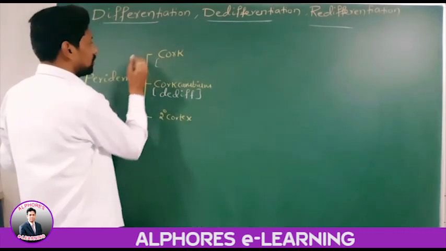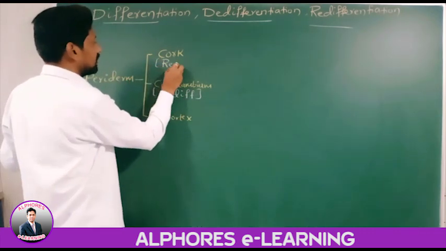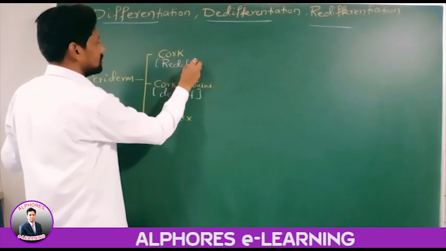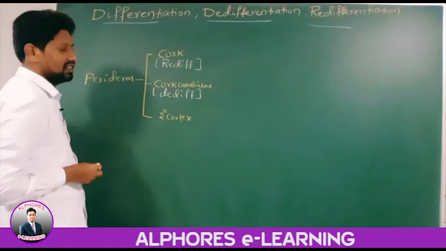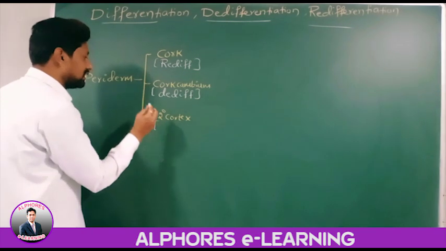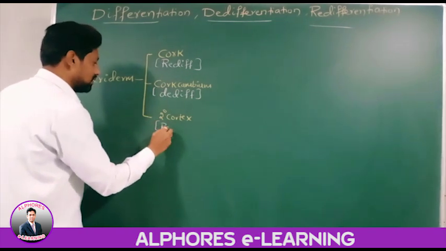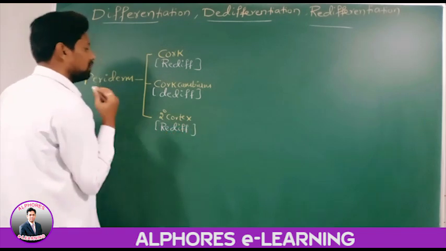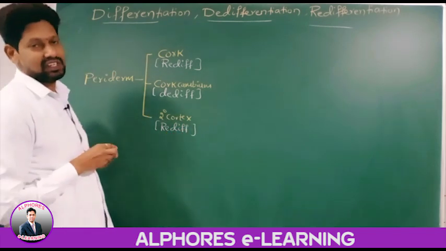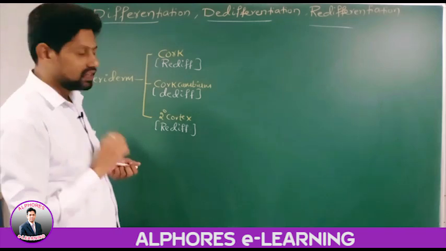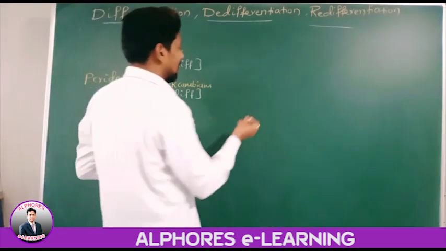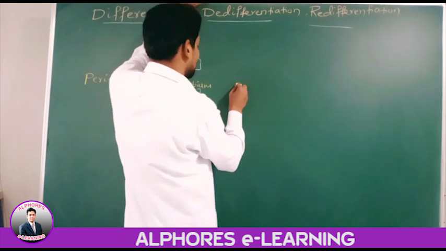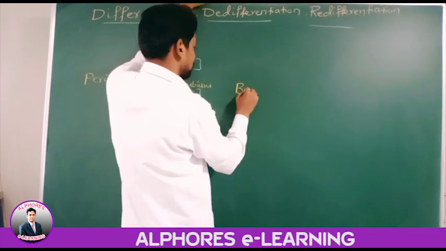Whereas cork is produced by which process? Redifferentiation process. You should be very careful with these statements. Secondary cortex is also formed by the redifferentiation process. Next word, bark. All these we read in first year, but once again we are checking these terms.